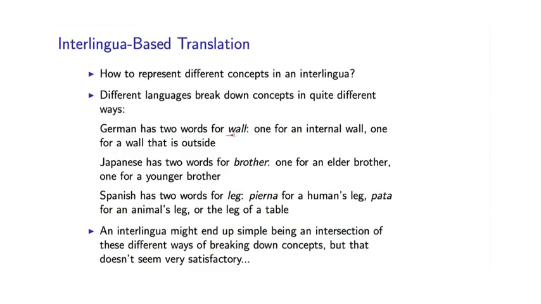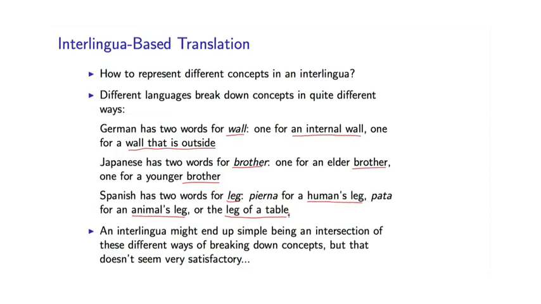In English, we have a single word for wall, but in German there are actually two words for wall. One for a wall that is internal to a house, so this is a wall which is within a house, and one for an external wall, a wall on the outside of a house. So two different words, two different concepts. Japanese has two words for brother. It has one word for an elder brother and one word for a younger brother. Spanish has two words for the English word leg. You use one word for a leg of a human and another word for the leg of an animal or the leg of a piece of furniture, of a table, for example.